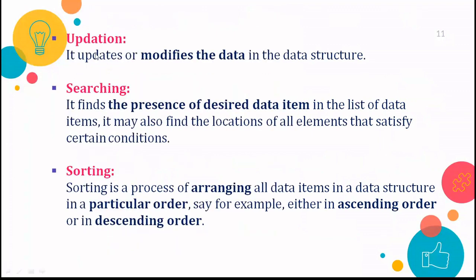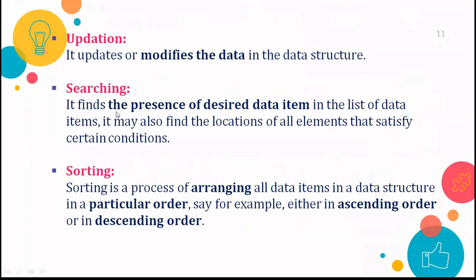Then we have updation. Updation means we already have some data in a particular file or folder or variable, and if we want to modify it, we can do so. Initially, if I've stored something in a variable, let's say x is equal to 10, and in the next line I write x is equal to 15, then the value 10 is overwritten by 15 and it has been modified, right?